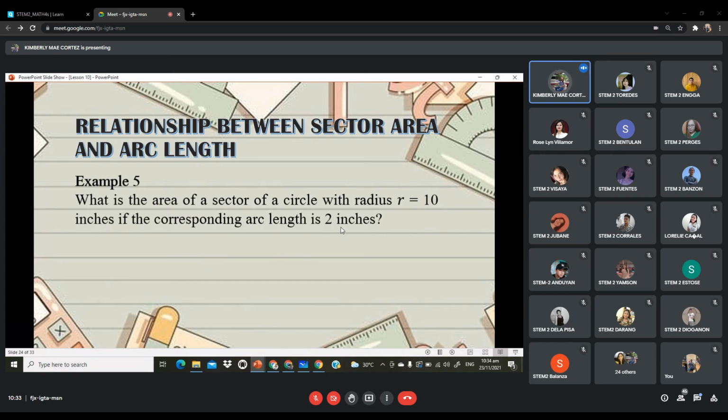Solve example 5 given the formula. Since it asks for the area of a sector, use the formula for the area of a sector. I'll give you 5 minutes to answer.